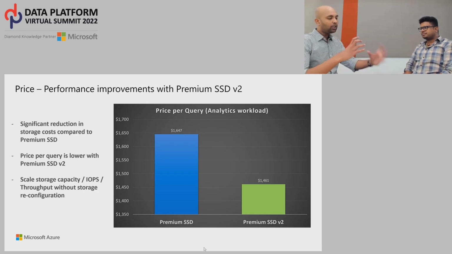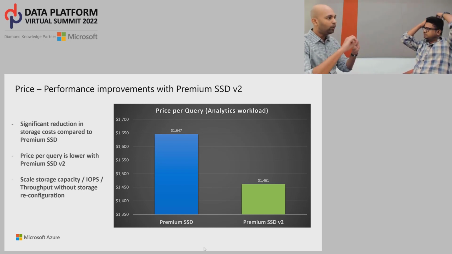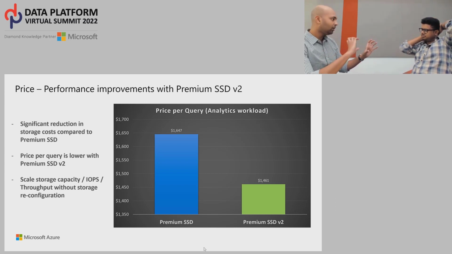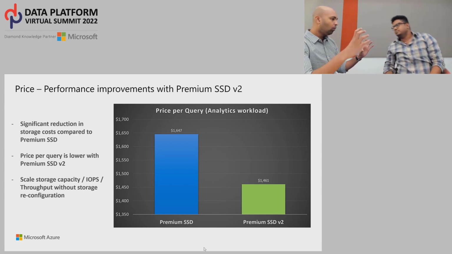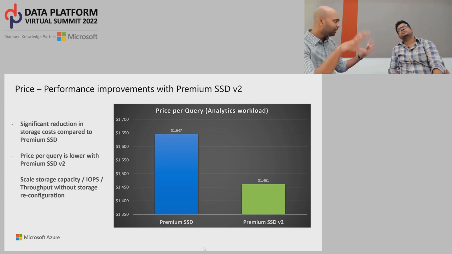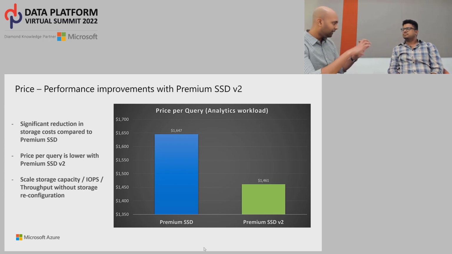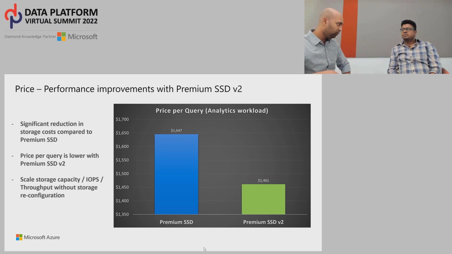We took the same benchmarking result and we calculated what if we were to swap that with premium SSD V2. What is the price difference we would get? If all the environment and variables, factors, everything remained the same, and we just swap the disks out for premium SSD V2s, what is the comparison? And what you see on the screen is your price per query has significantly reduced with premium SSD V2s.